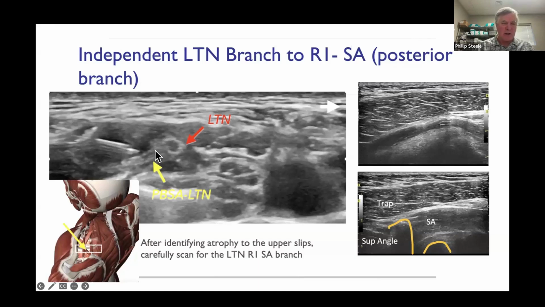And this R1 branch will create a superior angle winging because the serratus anterior is atrophied compared to this side. If you go to my scapular dyskinesis talk, we talk about how to evaluate the serratus anterior. So you're going to want to look for that R1 branch here, to scan for and see if there's an abnormality to that.